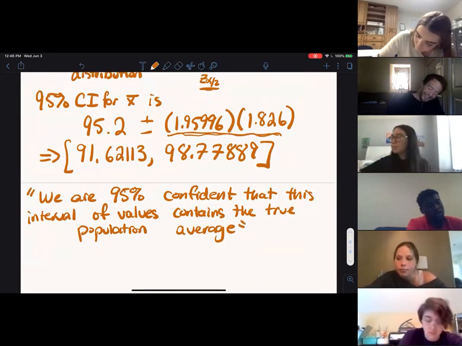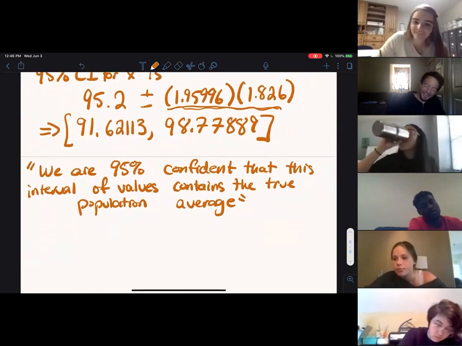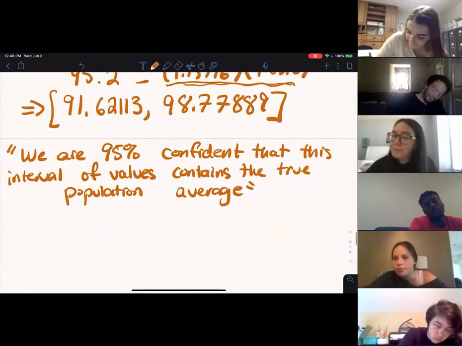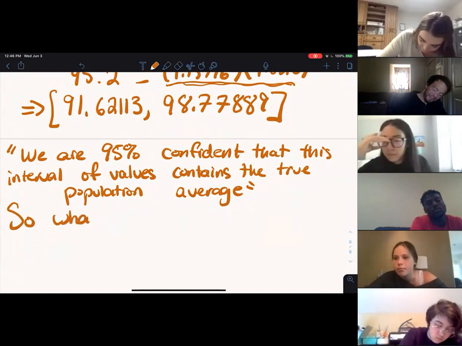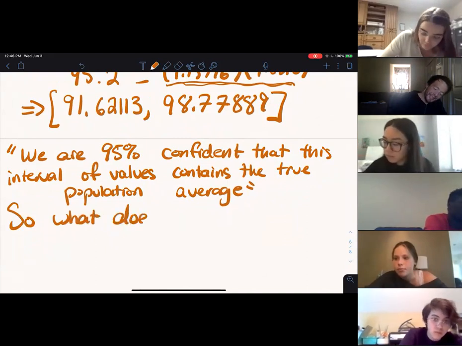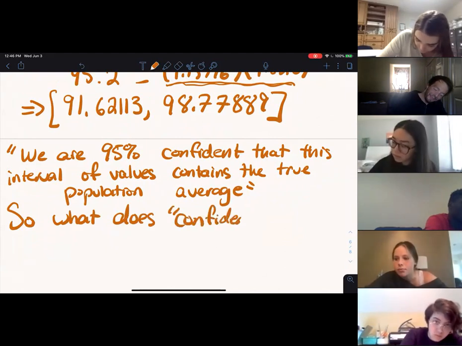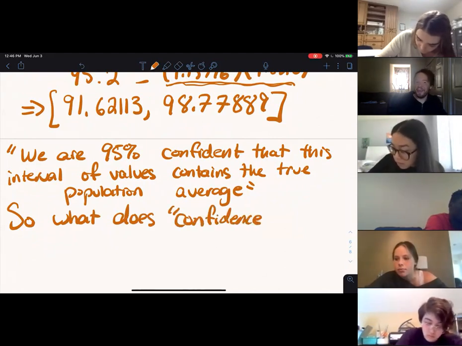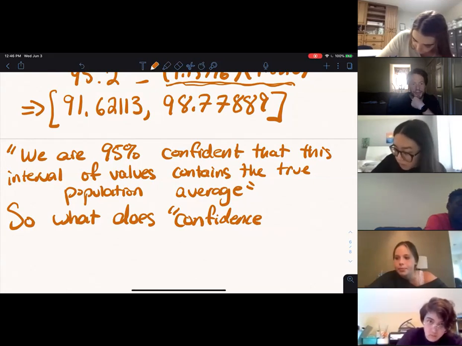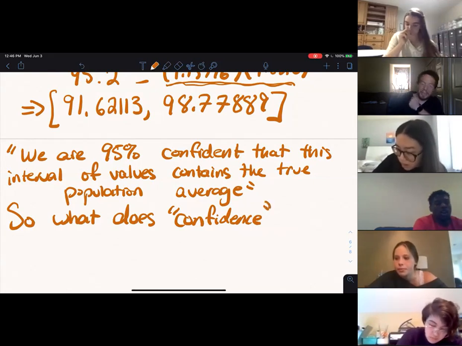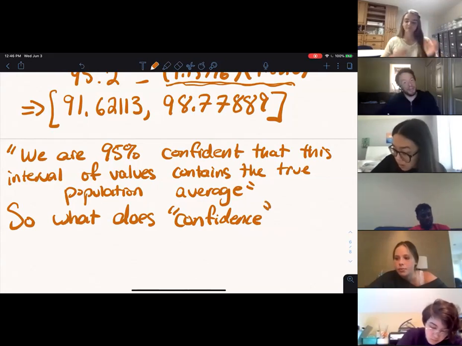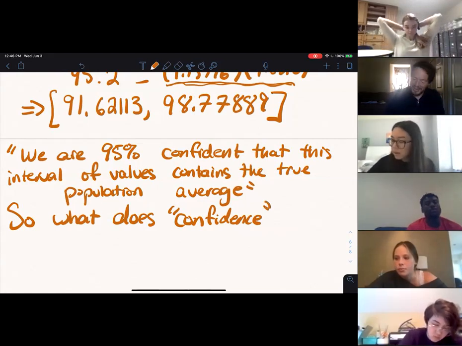But the next question you should be asking, which is a very good question, is what does confidence mean? Notice I didn't say with 95% probability, which is an idea we do have. I've introduced this new term, confidence, and then I kind of glossed over what it meant. So let's go back. Let me tell you what this actually means.